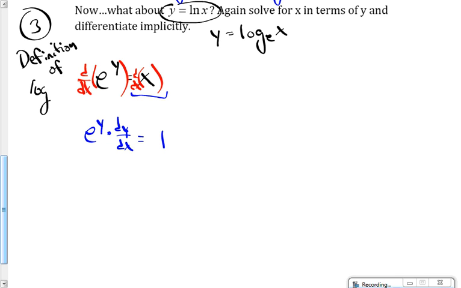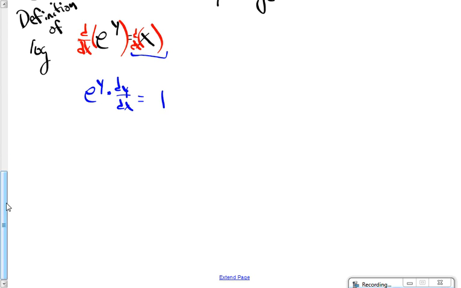Good so far? What would we like to solve for here? dy/dx. So we are now going to divide both sides by e to the y. And that doesn't make us completely happy because we don't like y's in our derivatives. We would much rather have an x in our derivative. What is y equal to? Natural log of x. So I'm going to take that y, I'm going to call it natural log x. So dy/dx is equal to 1 over e to the natural log x.